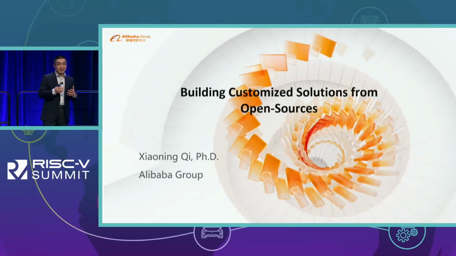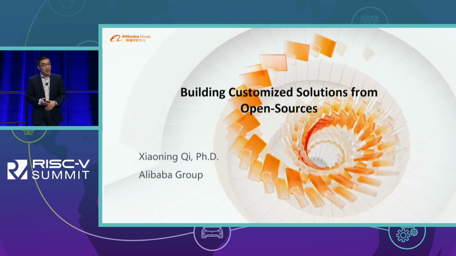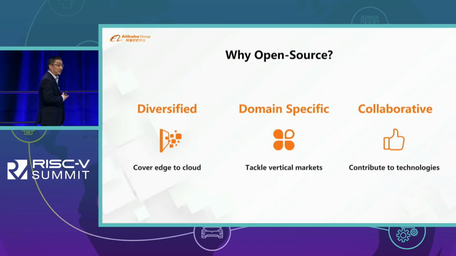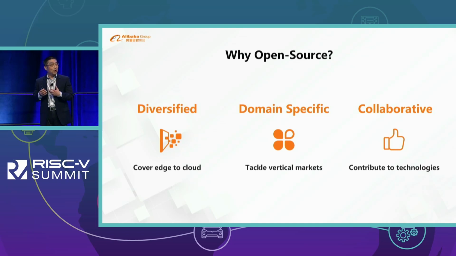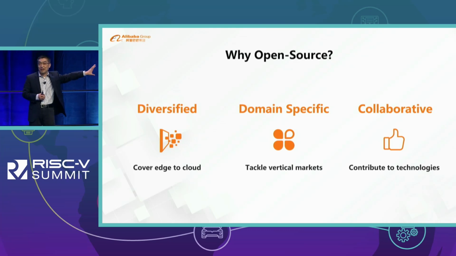I'm going to talk about how we build customized solutions for Alibaba Cloud using open source. First question we would like to ask in our companies: why do we need open source? There are three major reasons that we considered. First of all, Alibaba Cloud is one of the biggest clouds in the world. We need to cover end-to-end, from edge devices to the clouds. With such diversified applications, we need open source to collaborate from edge to the cloud.